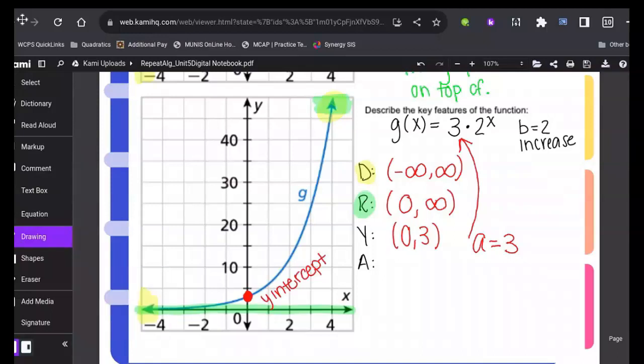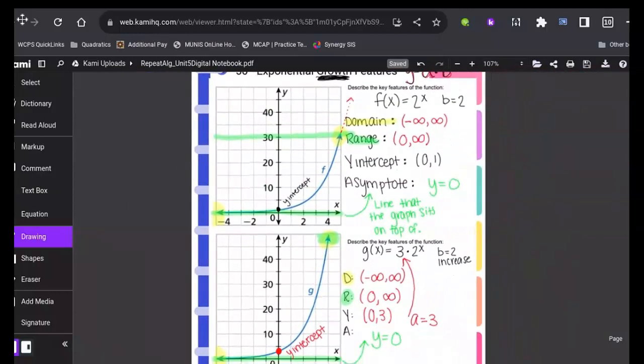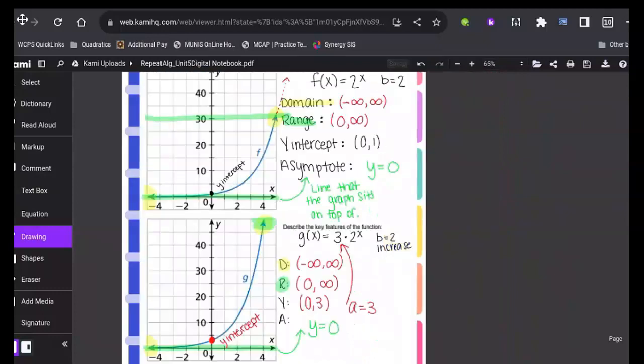And then the last thing is the asymptote, which we said is the line that the graph sits on top of. So the asymptote is at 0 again. So our asymptote is y equals 0. So notice the domain is the same. The range is the same. The y-intercepts are different, but the asymptotes are the same. So a lot of these answers are going to repeat depending on the equation and the graph that you're given.